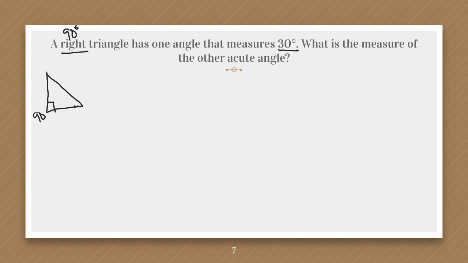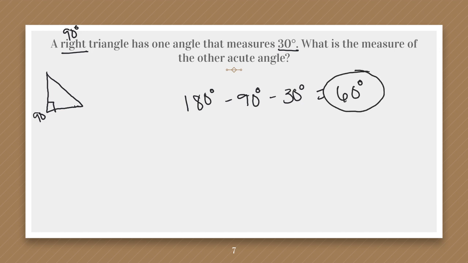So if I have a right triangle where I know one angle measures 30 degrees, I know that another angle measures 90 degrees because it's a right triangle. So I have my 180 degrees minus my 90 degrees for it being a right triangle, minus my 30 degrees. If I do 180 minus 90, that gives me 90, and then 90 minus 30 would give me 60 degrees. So my other acute angle would be 60 degrees.